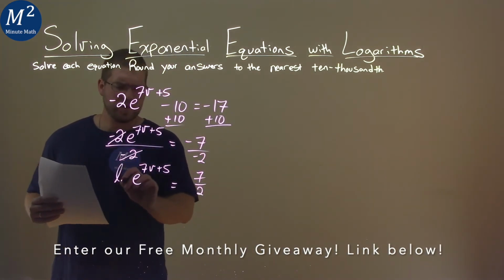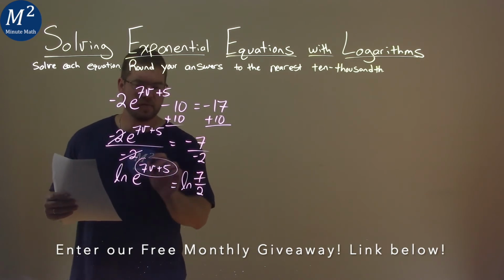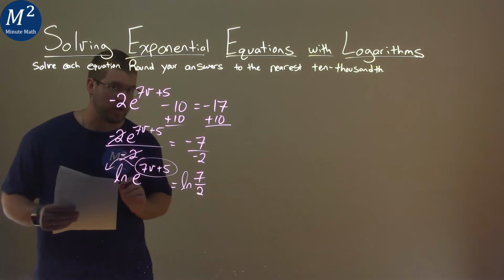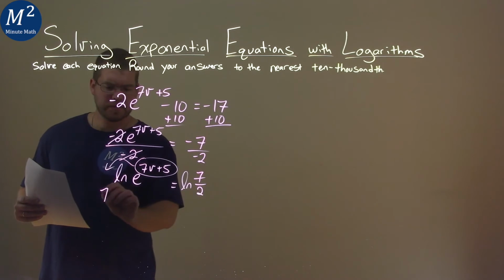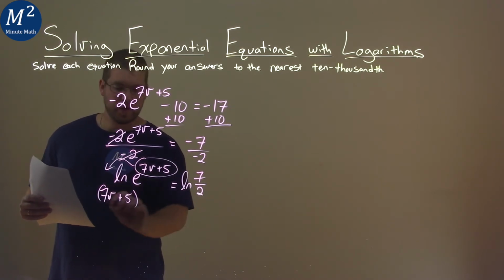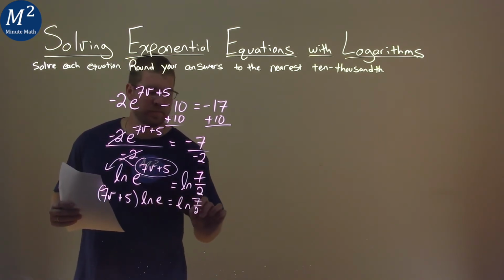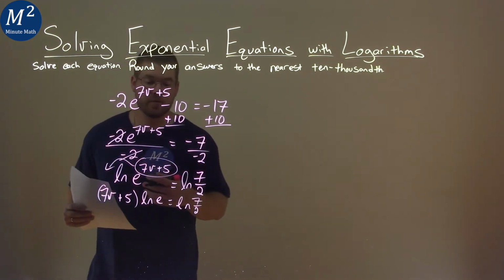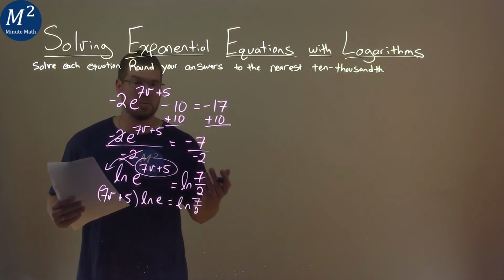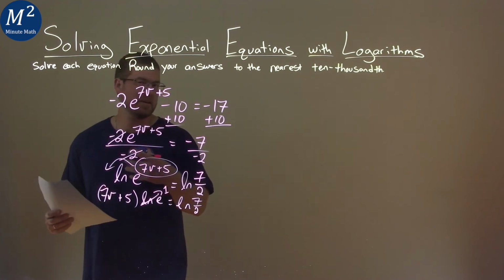Now we're allowed to take the natural log of both sides of the equation. What that does is take this exponent here and brings it out front with our rules. We now have (7v plus 5) multiplied by natural log of e. That's equal to natural log of 7 over 2. Well, luckily for us, natural log of e is just equal to 1, right? So that just equals a 1. 1 times anything is itself.